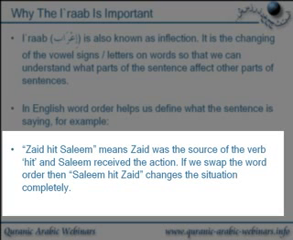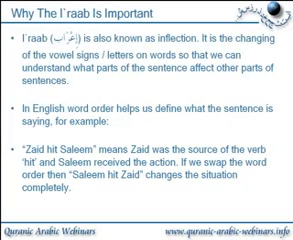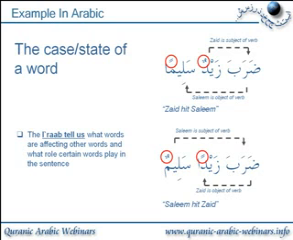Hit, and Salim received the action. So Zaid is the subject, Salim is the object. Now in English, if we swap the word order, so we say Salim hit Zaid, then the whole meaning changes. Effectively, Salim becomes the subject and Zaid becomes the object. Now in Arabic, this is slightly different. In Arabic, the word order is not necessarily required in order to understand what is going on in the sentence.